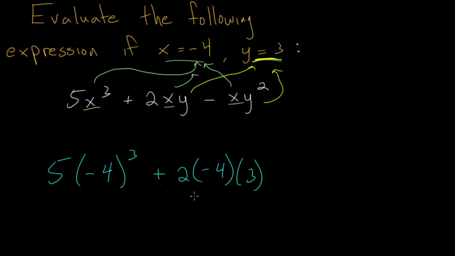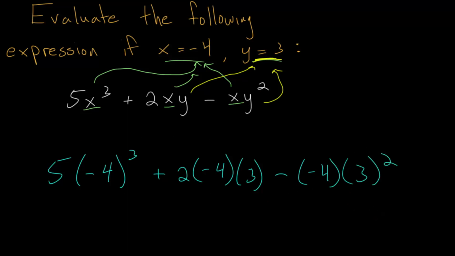Now, just to point this out, if you don't use parentheses, it's easy to misinterpret this. You could read this as 2 minus 4 times 3, which is not what's going on here. So without parentheses, it tends to be messier and you're more likely to misread your work. Now for this last term, we have minus x, which again is -4, and again in parentheses, multiplied by y squared, and y is 3, so we have 3 squared.